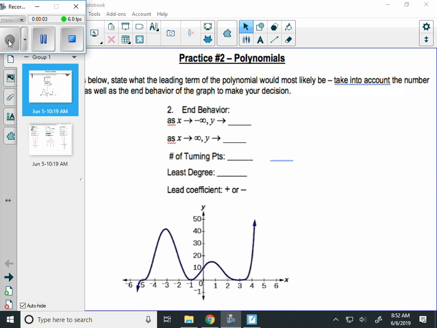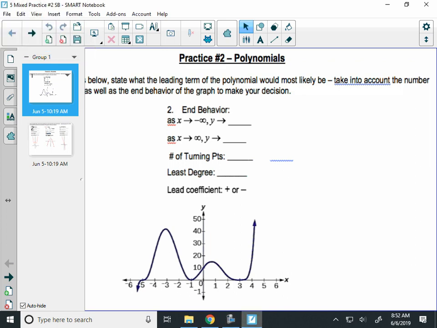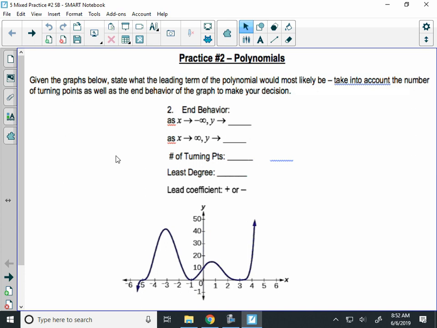This practice, we're going to do numbers 2, 5, 7, and 9. This is mixed practice number 2 for the polynomial algebra. Let's see, I'm given a graph. I want to talk about my end behavior.